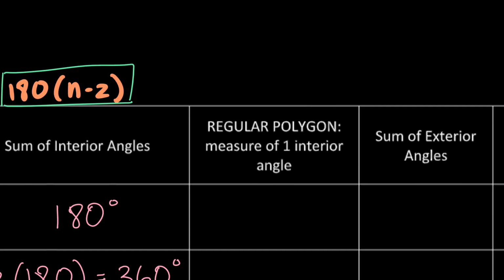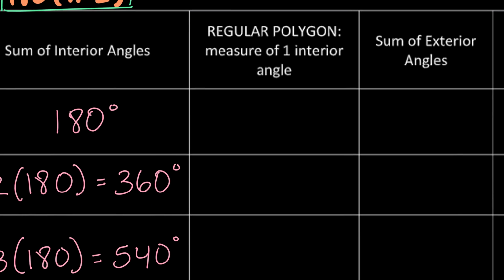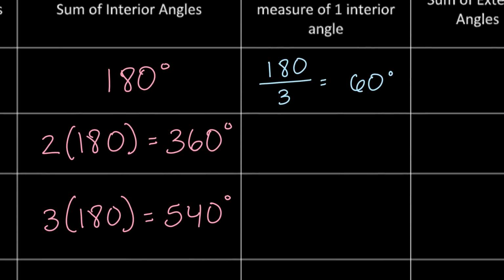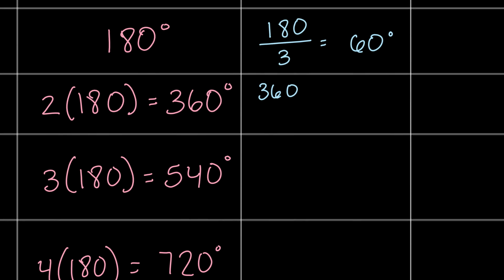So because we know in a regular polygon all angles are equal, how could we find the measure of one angle in a triangle? And how'd you get that? Yes, you take 180, the sum of the interiors, and divide it by what? The number of sides. So we get 60 degrees. Then, what do you think we do for quadrilaterals? 360 divided by 4. Good. Which is 90.